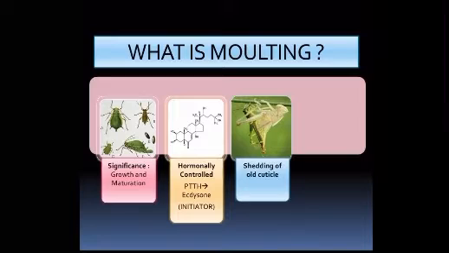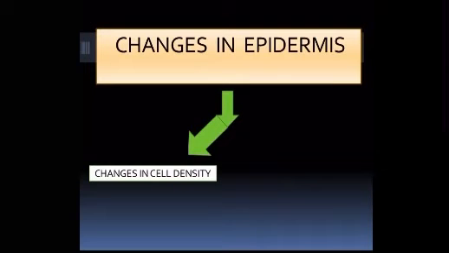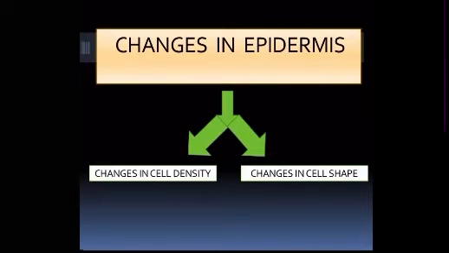We will study in detail in the upcoming slides how molting, which is the shedding of the old cuticle and formation of the new cuticle, actually takes place. Before going on to the main molting process, let us visualize some of the changes in the epidermis which happen before molting. These are namely changes in the cell density and changes in the cell shape.